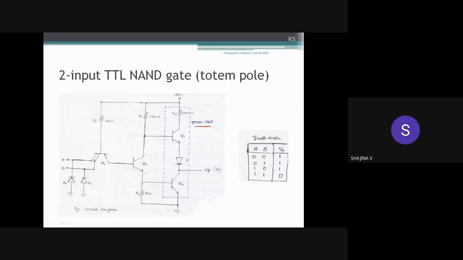Okay, so Q3 is the emitter follower circuit. Emitter follower means the common collector configuration. Okay, that is, the collector is common to both input and output. That common collector configuration, otherwise called emitter follower, means the emitter follows the voltage variations at the input terminal, that is the base terminal. That is why it is called emitter follower.